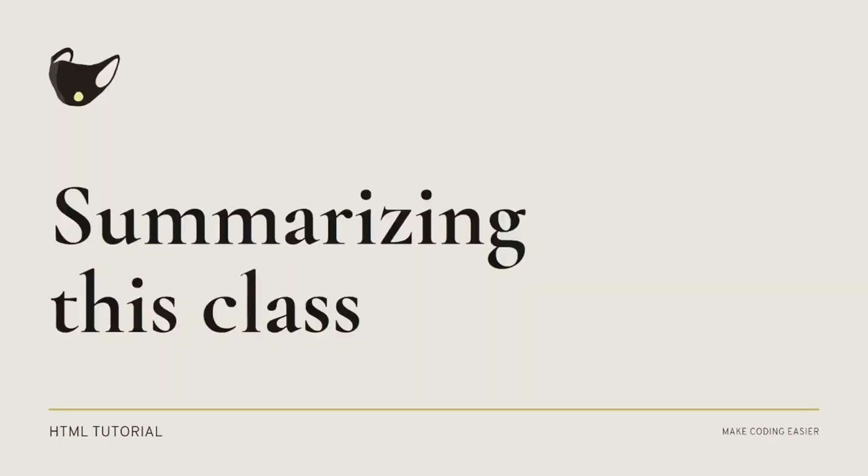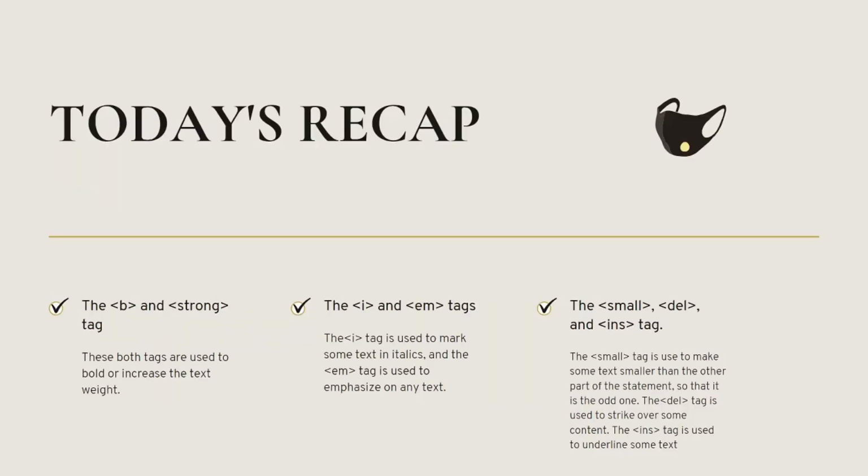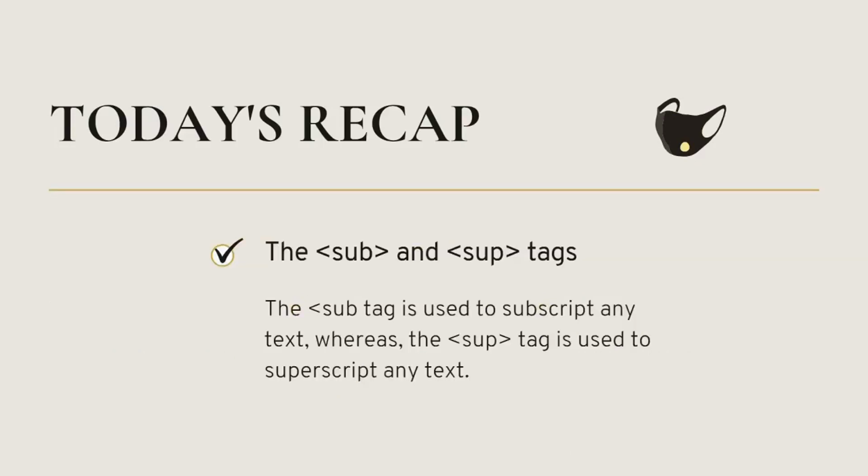So now let's summarize this class. The first thing we had learned today is the b and strong tag. Both tags are used to bold or increase the text weight. The i and em tags both are used to make the text italics. The small, del and ins tags. The small tag is used to make the text smaller than the other part of the statement. The del tag is used to strike over and the ins tag is used to underline some text. The sub and sup tags. The sub tag is used to subscript any text, whereas the sup tag is used to superscript any text.